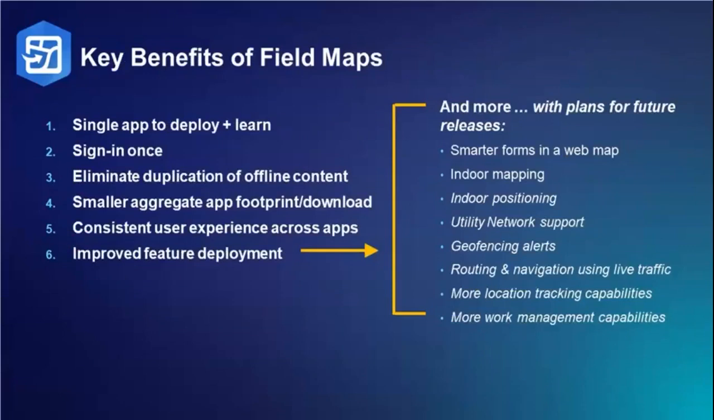This is really key because what we're planning to give you is smarter forms in a web map. We're supporting indoor mapping with the current release of Field Maps. The things in italic on this slide we are going to add in the future, such as indoor positioning, supporting utility networks, doing things like geofencing alerts, as well as providing that routing and navigation with live traffic. So what you're seeing with Field Maps today with this first release is only a really small part of what we are planning to include with it. So we're hoping you'll get a good sense today of what you can do with Field Maps, and just remember a lot more is coming in the future as well.